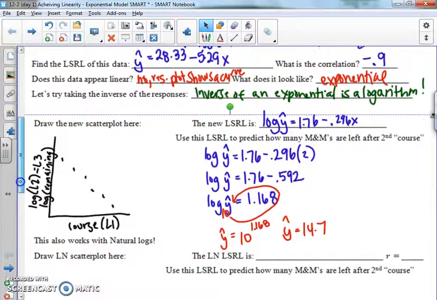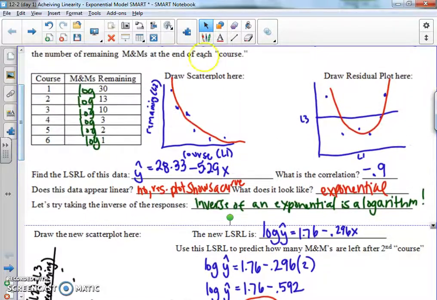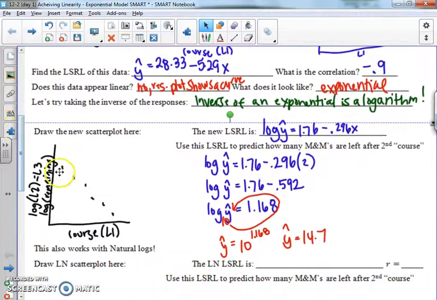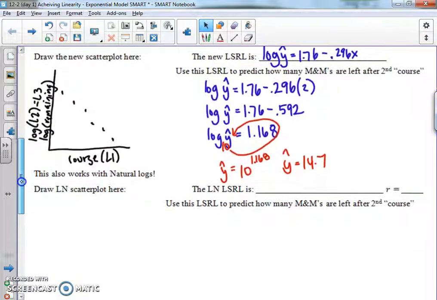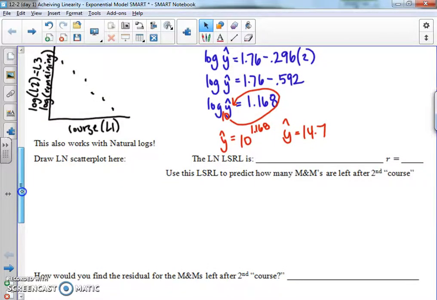It's just the idea that when we have a scatter plot that's not linear, we're trying to force it to be linear. So in this case, since it was exponential, the inverse of an exponential is a logarithm. And when we did the logarithm of those response variables, it made it straight. It made it a line. But guess what? A logarithm and a natural logarithm are the same thing. So it really doesn't matter if you do a logarithm of the responses or a natural logarithm of responses. Really, it's just a different button on the calculator.